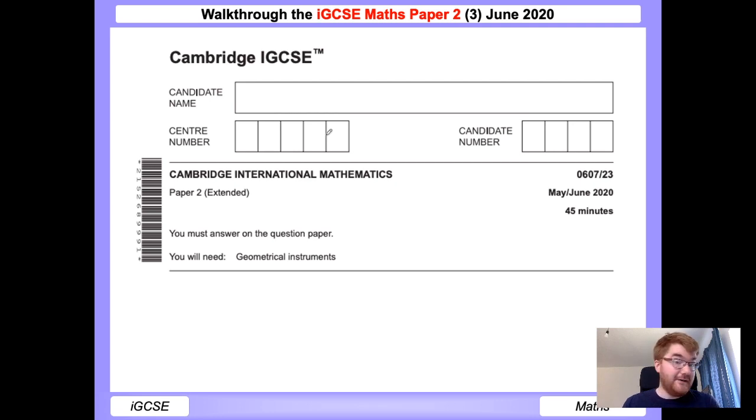Before you start, make sure you're doing this exam. Otherwise, you want to be revising the exam that you are taking. I know many of you are revising over the weekend for this exam on Tuesday, so I thought I'd take the opportunity to go through a full walkthrough.